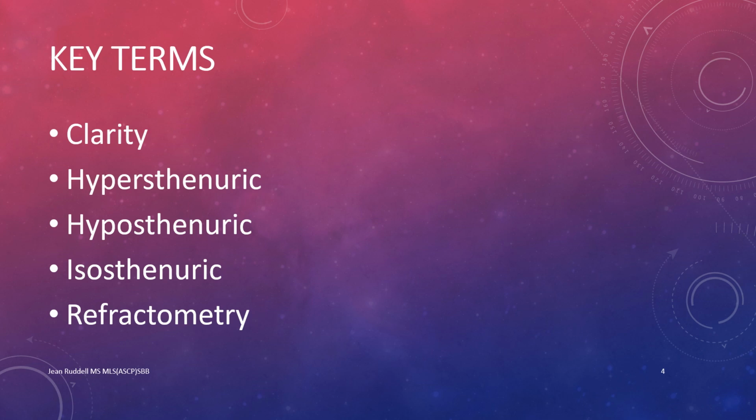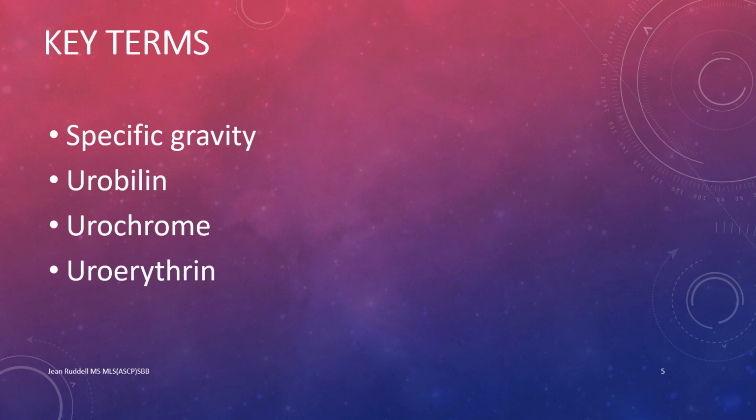This slide lists key terms that you should understand the meaning of as a laboratory technician or scientist. These terms are clarity, hypersthenuric, hyposthenuric, isosthenuric, and refractometry. Additional key terms: specific gravity, urobilin, urochrome, uroerythrin.